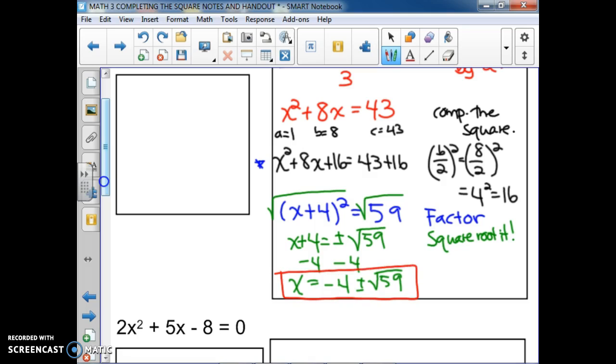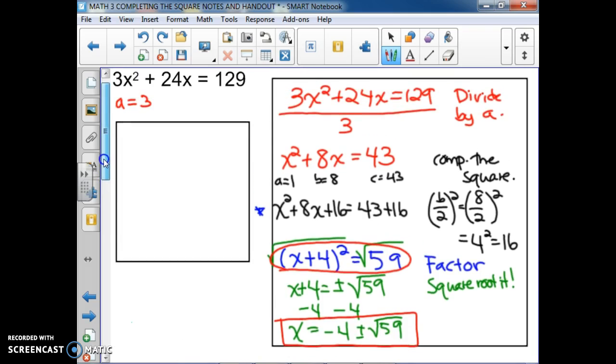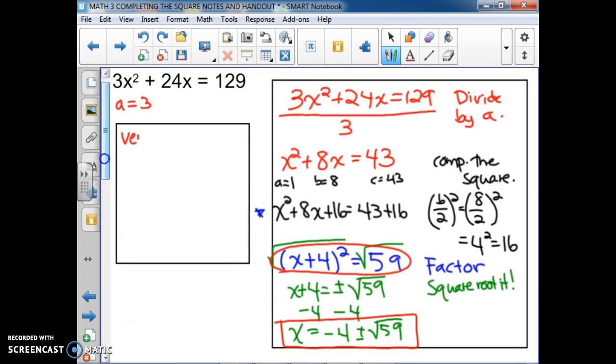Now, what if your question asks you something about the vertex? Well, you would need the vertex form. So whenever you need the vertex form, you can go to this step right here where you factor your perfect square trinomial. I'm going to write that here. It would be x plus 4 squared equals 59.